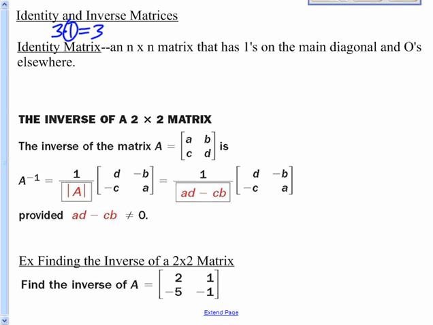Okay, well, in matrices, you have an identity matrix. So it's kind of like the equivalent of 1. If I have a matrix A times the identity matrix, that should spit out matrix A again. The identity matrix for a 2 by 2 has 1s on the main diagonal. So 1, 0, 0, 1 is your identity matrix for a 2 by 2. 1s are on the main diagonal, 0s are elsewhere. So this is your identity matrix.